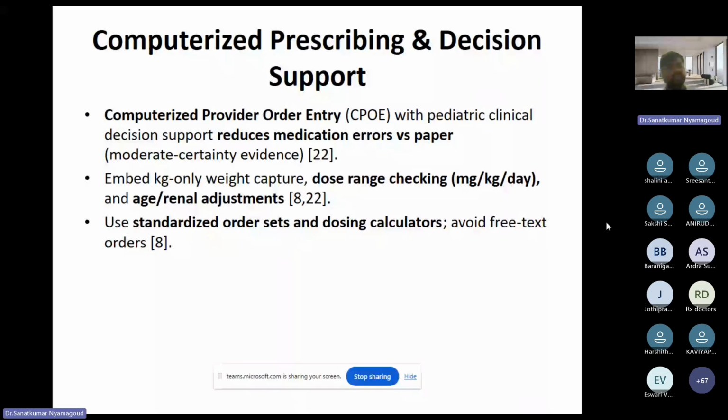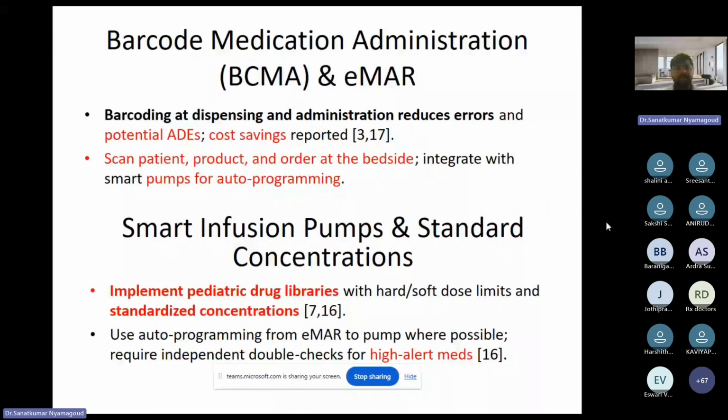Another one is barcoding medication administration and EMAR. EMAR is electronic medication administration record. That I will discuss in the next slide also. Barcoding is very, very important during dispensing and during administration, because this reduces the error. Also it reduces potential adverse drug events and adverse drug reactions, and it also saves costs.